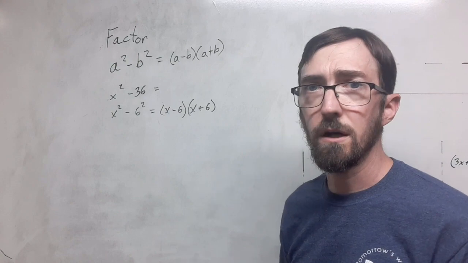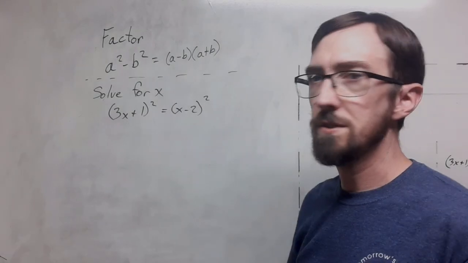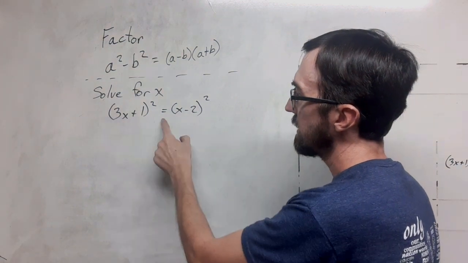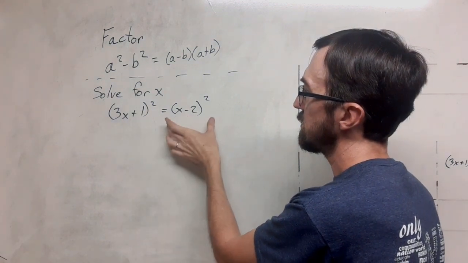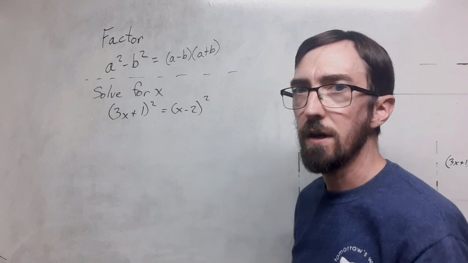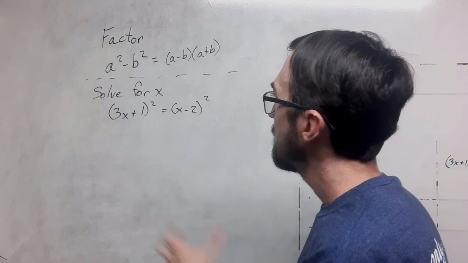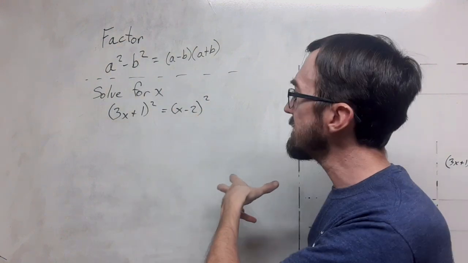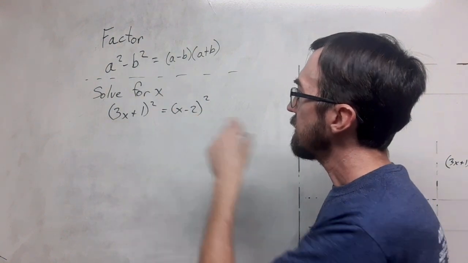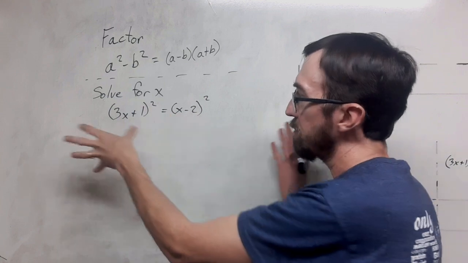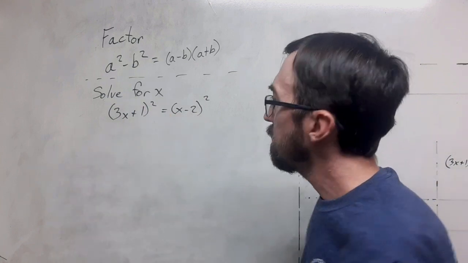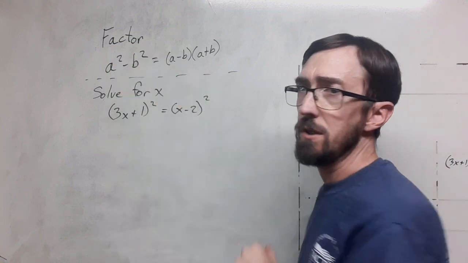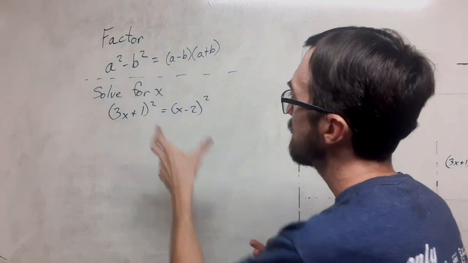Now let's look at a polynomial in a little different context. Let's say, for instance, we are given the problem 3x plus 1 squared is equal to x minus 2 squared, and we're solving for x. You may want to start out with using some square roots here. You may choose to expand both sides. We want to use this formula, this rule here, to solve this.